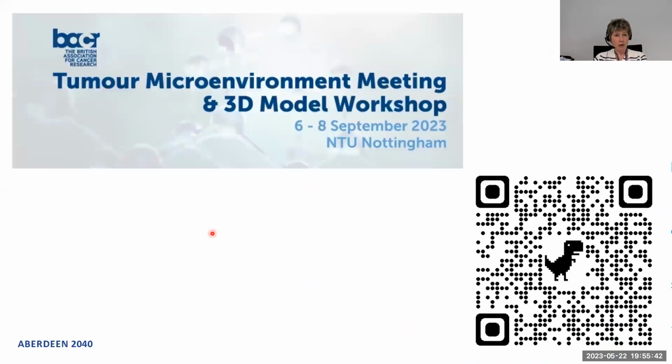And also in the UK, associated with the British Association of Cancer Research, there is a tumour microenvironment meeting, which is prefaced by a 3D model workshop, which is going to be an excellent meeting that takes place in Nottingham. And here's the QR code if you're interested in finding out more about this conference.